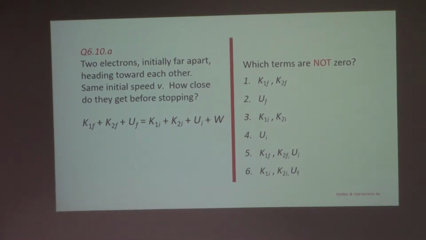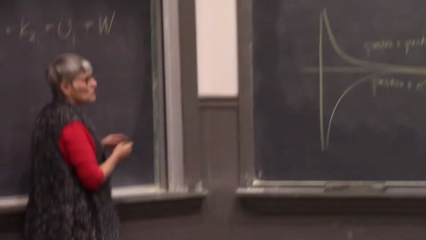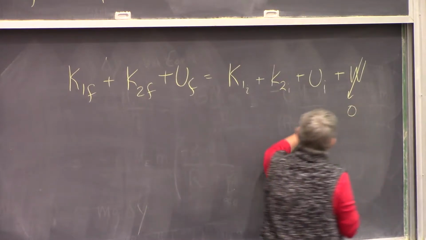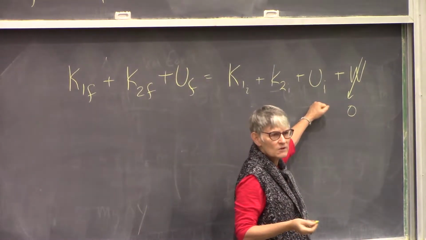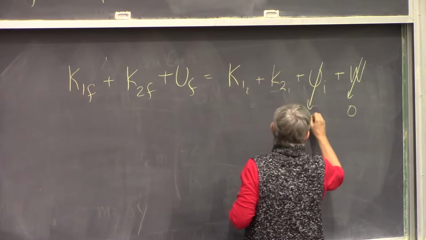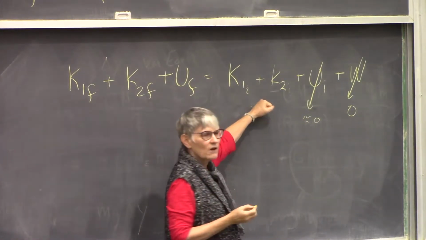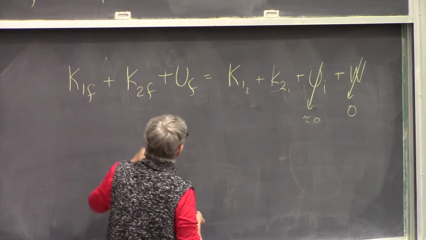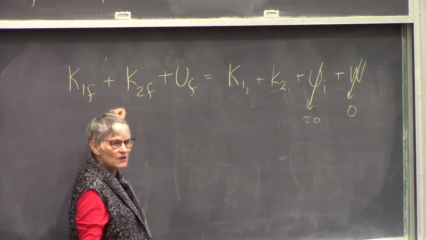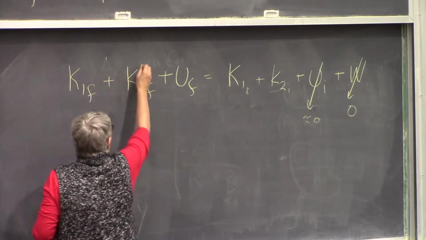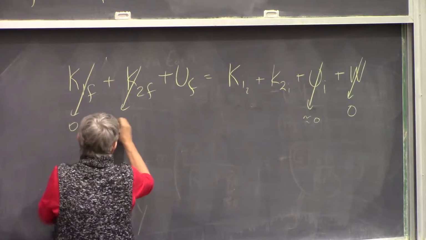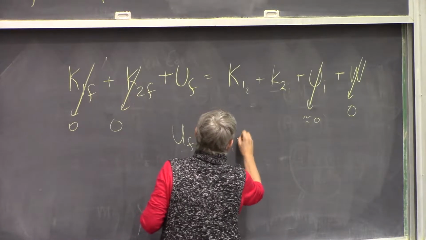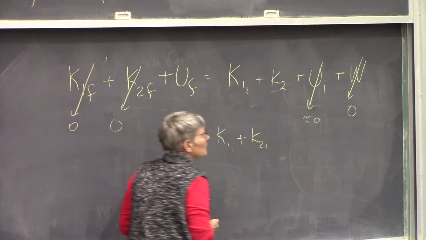That's right. We didn't talk about anything in the surroundings that was going to do any work on them, so we can assume that that's 0. Initially, they're very far apart, so this potential energy term is approximately 0. But they do have a lot of kinetic energy because they're moving toward each other. In the end, they come to a stop, so therefore their final kinetic energies are 0. And we're left with U final is K1 initial plus K2 initial.